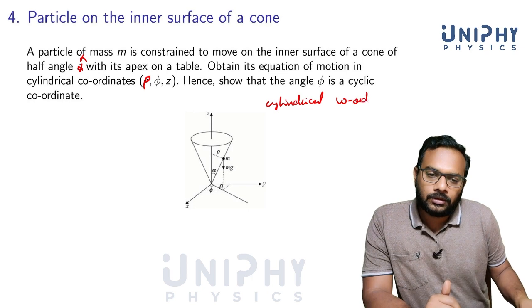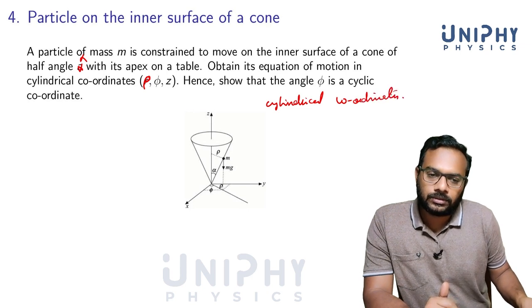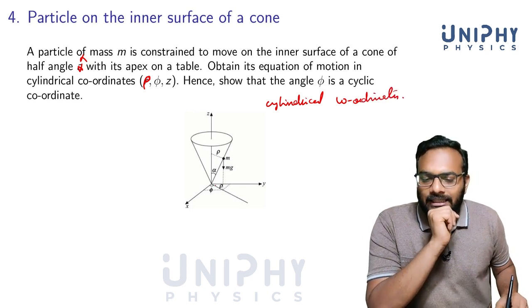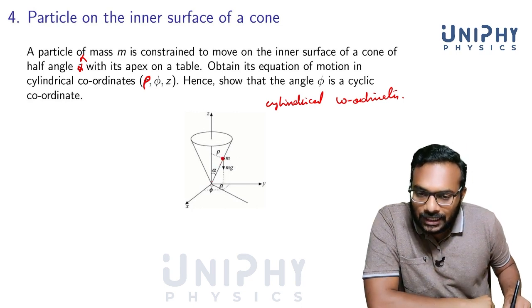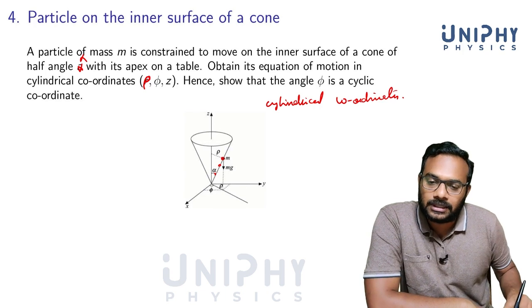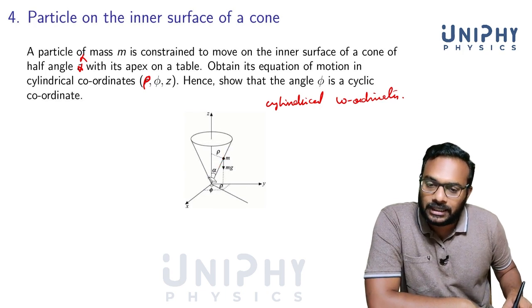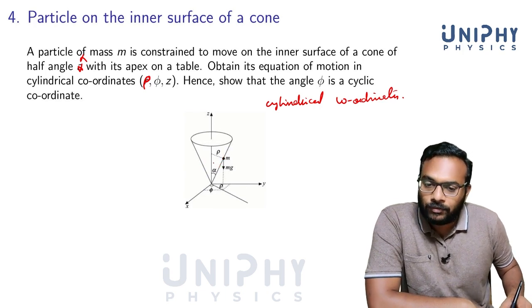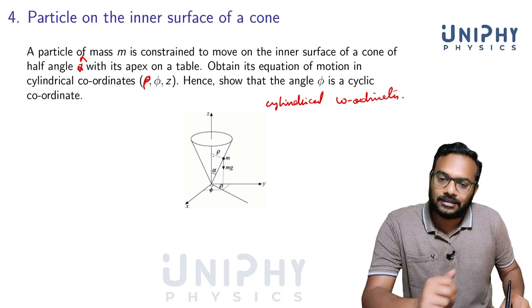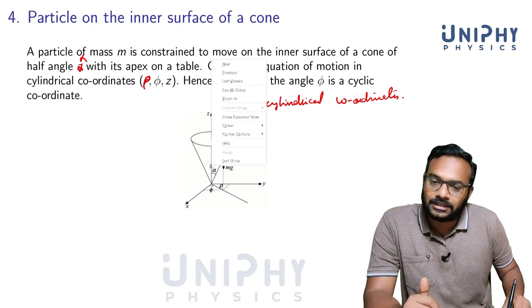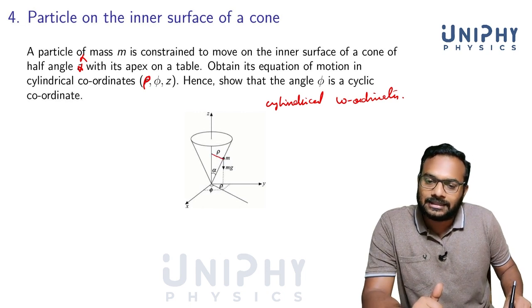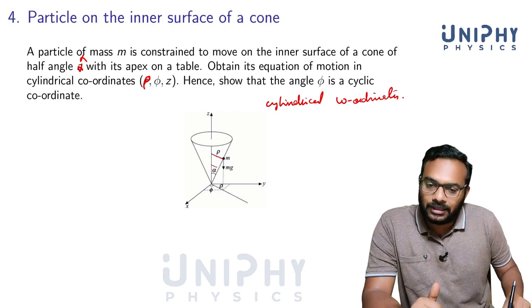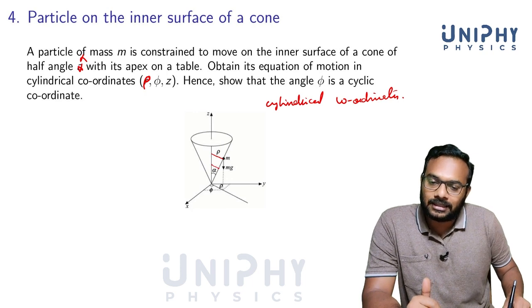Cylindrical coordinates. Okay. So what do we see here? We see that there is a constraint. The constraint is that this particle is confined to the inner surface of the cone. Which means that there is a relation, right? Once z is fixed, once height is fixed, then rho is also fixed. This distance is rho. So at a particular height, the rho is this distance rho at a particular height z.